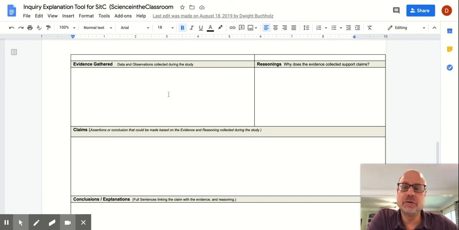Then what you do is you move on from there to claims. Claims are assertions or conclusions based on the evidence. So, for instance, you put cheese in all of the test tubes, and the test tube for complex carbohydrates showed that there were complex carbohydrates in the cheese. And so one of your claims would be: the cheese in the Chick-fil-A meal contains complex carbohydrates.